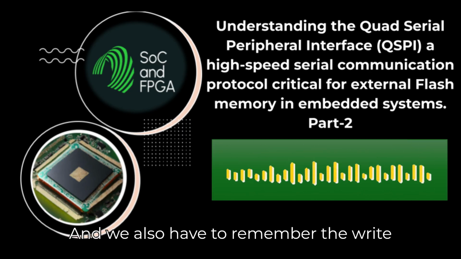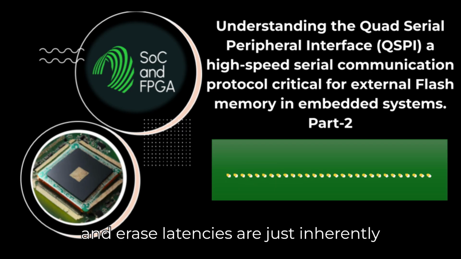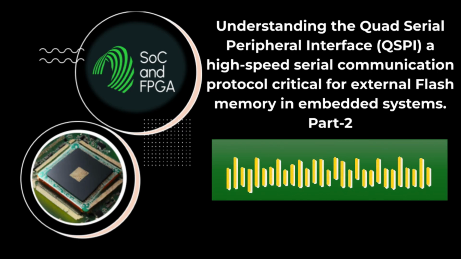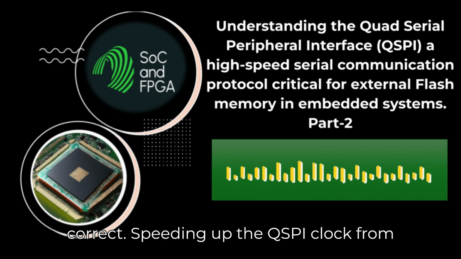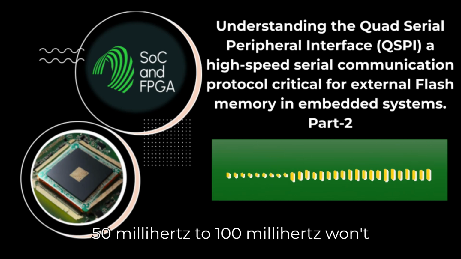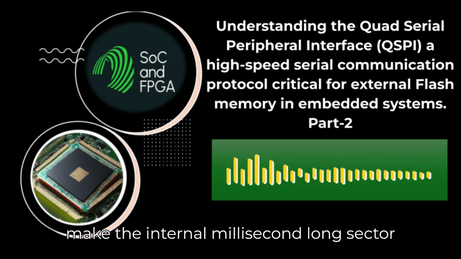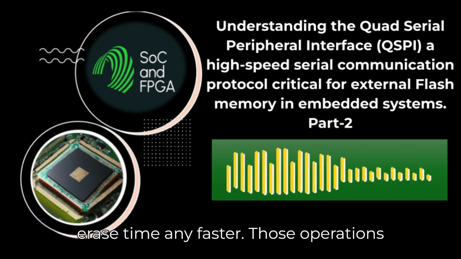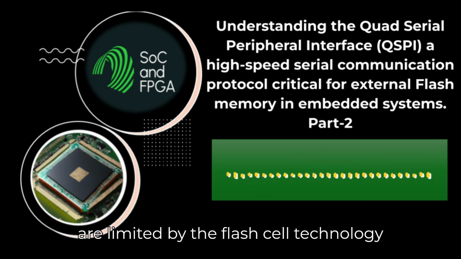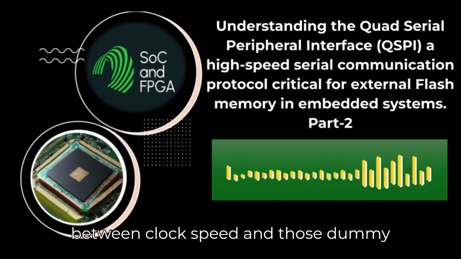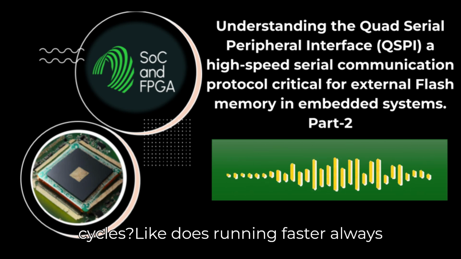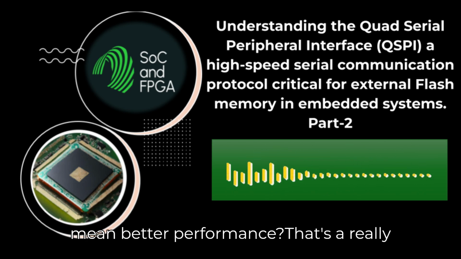Without a good cache, or for code that inherently has poor cache locality, XIP performance for complex tasks is generally not great. And we also have to remember the write and erase latencies are just inherently slow because of the flash physics, right? No matter how fast the QSPI bus runs. Correct. Speeding up the QSPI clock from 50 megahertz to 100 megahertz won't make the internal millisecond-long sector erase time any faster. Those operations are limited by the flash cell technology itself. Is there sometimes a trade-off between clock speed and those dummy cycles? Like, does running faster always mean better performance?